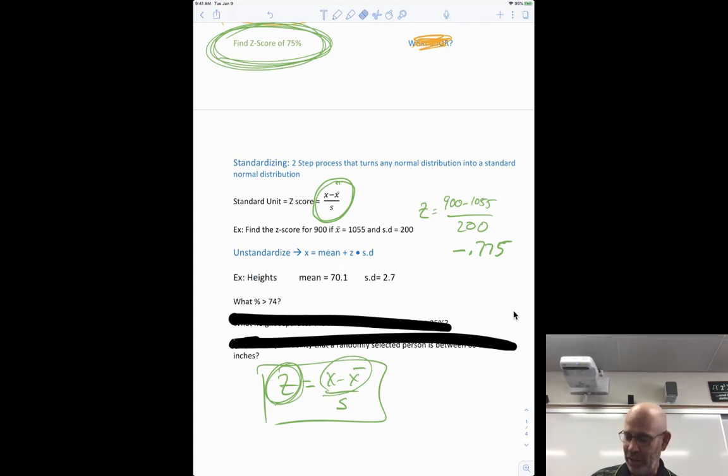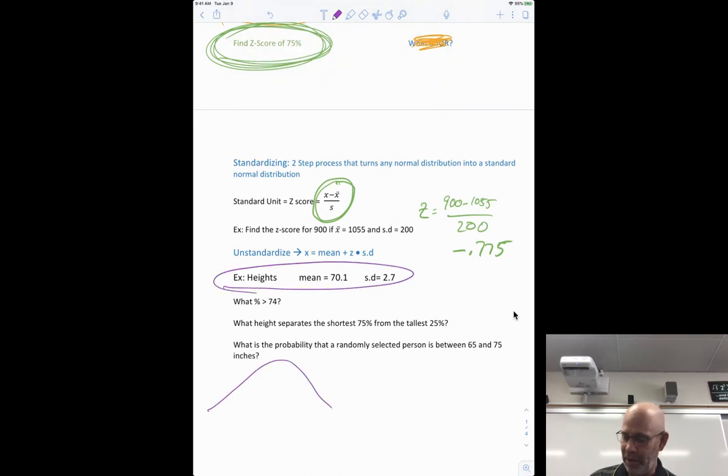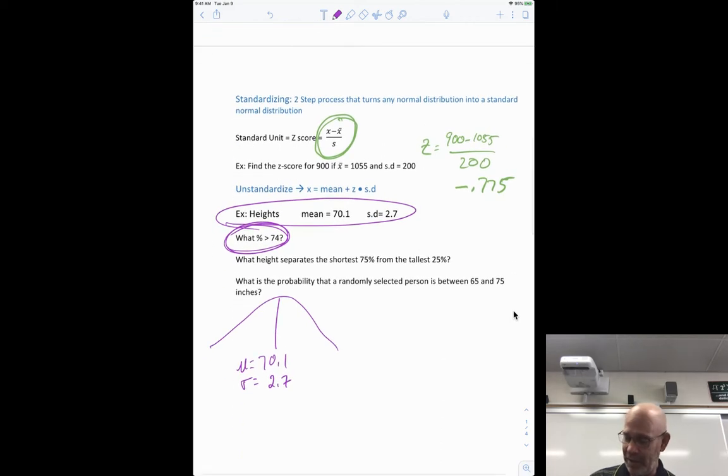So let's just do an example here. I don't want to do too many. These are what the questions look like. We're going to start with a normal distribution. I always like to draw a picture of these. They help a lot. The mean is 70.1 and the standard deviation is 2.7. And then a really simple question: what percent of the data is greater than 74? What percent of the data is greater than 74? So what I'm looking for is that area right there. Pictures are super important. Draw them. They're very, very helpful.